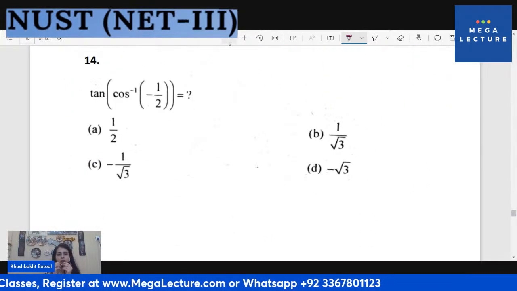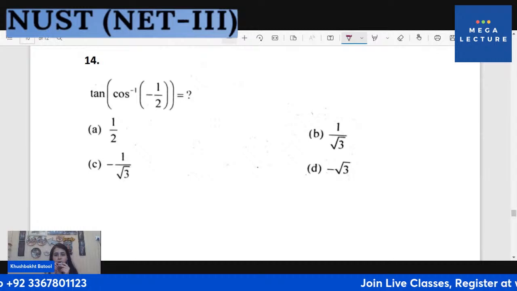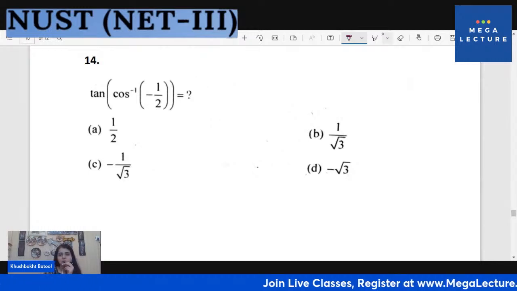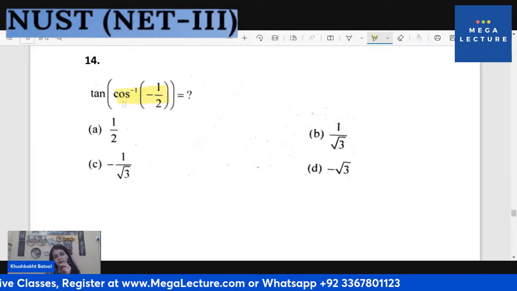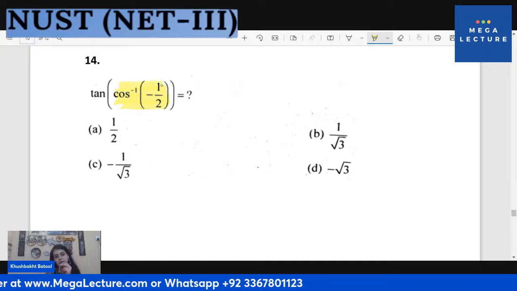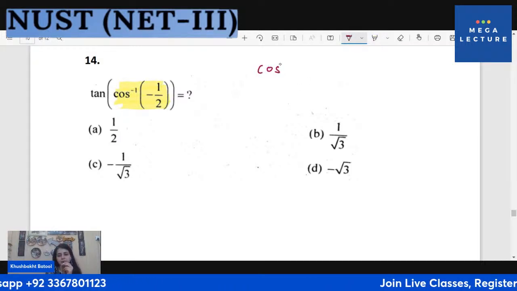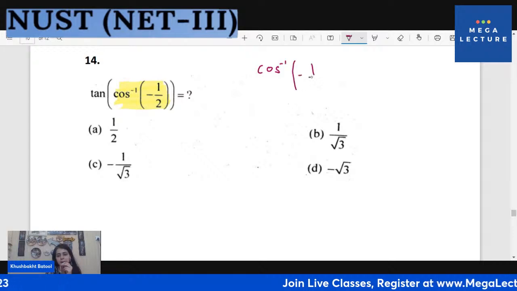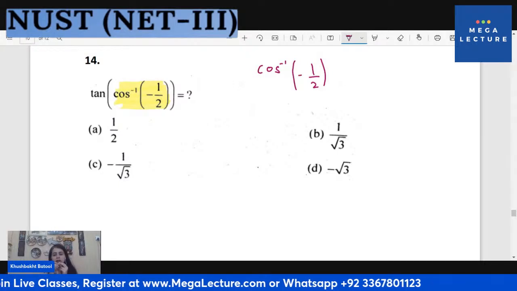Okay. Now the question says tan of cos inverse minus 1 by 2. All right, now it is important. So it is tan of this value. So you need to find the angle first by finding the value of cos inverse minus 1 by 2. I won't go up and down again and again because that would take a lot of time.